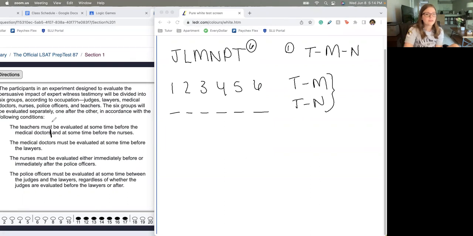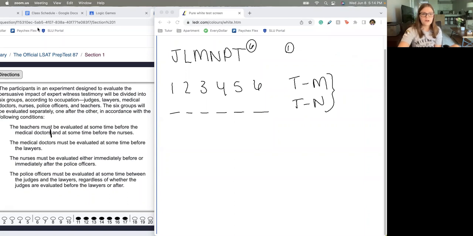I'm going to stop there because that's information that we need. T is before M. I'll write that out. I'll continue it and go, and it's sometime before nurses. Now that's a new piece of information. T is before nurses now. So that's where we can write it T-N up here.